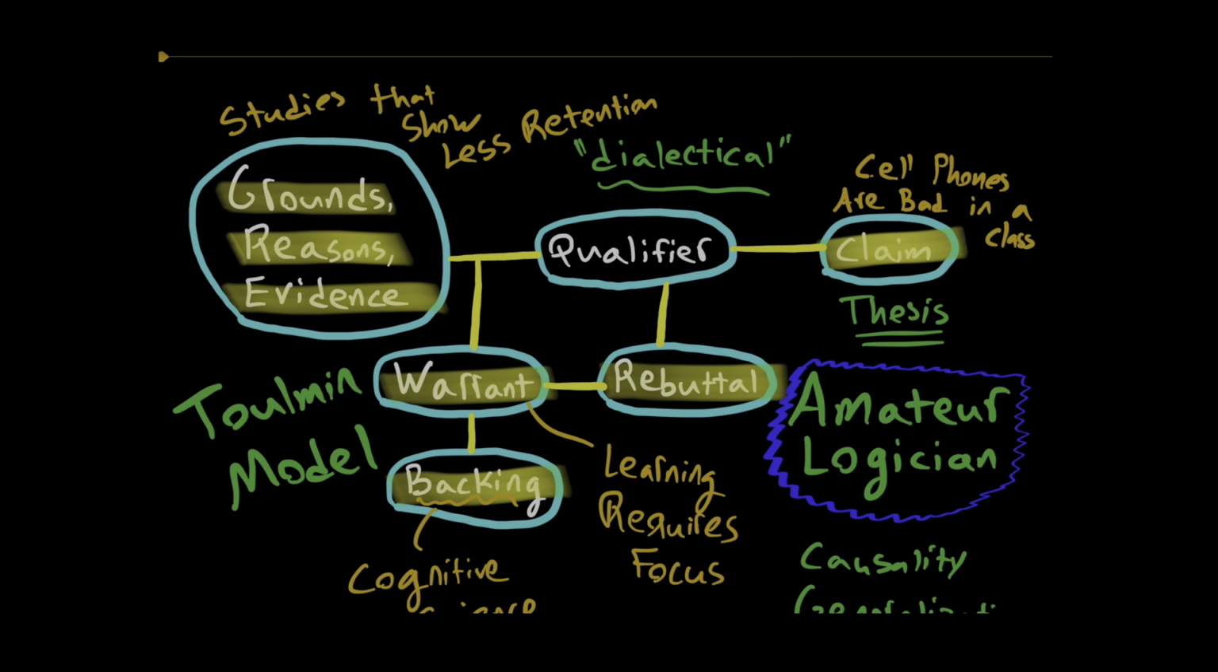So the rebuttal might have to do with something like, well, phones can have a good learning impact in the classroom because aren't there good learning apps on smartphones? But also couldn't it help students with certain disabilities and give them a competitive edge, if you will? And that rebuttal might lead to a qualifier, to qualify your claim.